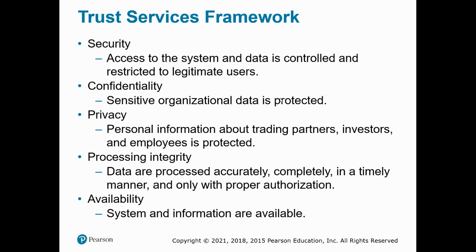Privacy is focusing on personal information about trading partners, investors, and employees. We want to make sure that within the AIS, this personal information of different parties that we work with is protected. Privacy. Let's look at processing integrity. Organization has to make sure that data are processed accurately, completely, and in a timely manner with only proper authorizations. And finally, availability. System and information are available when it's needed.